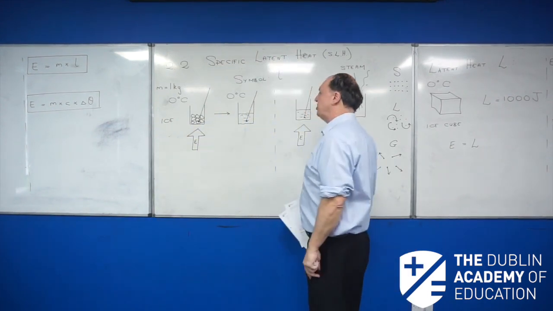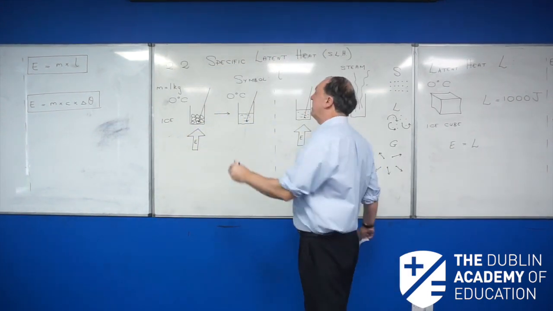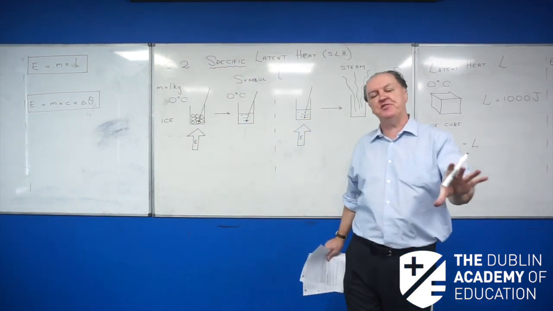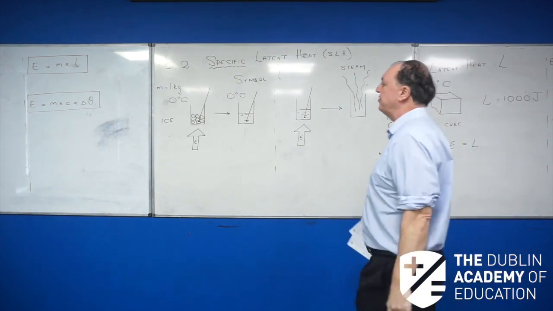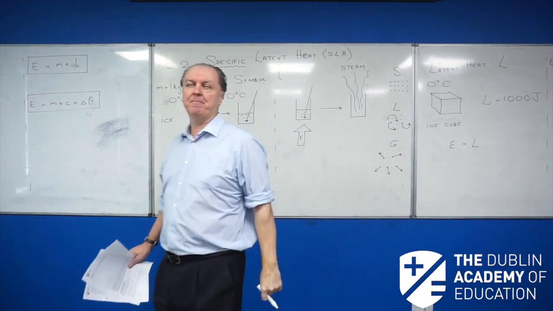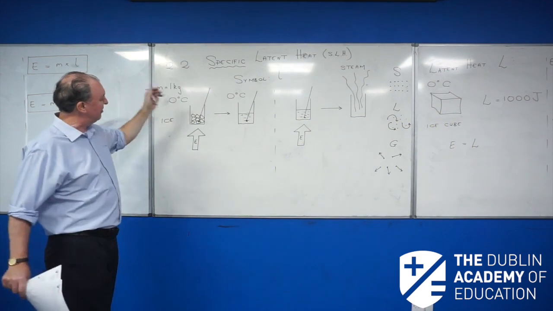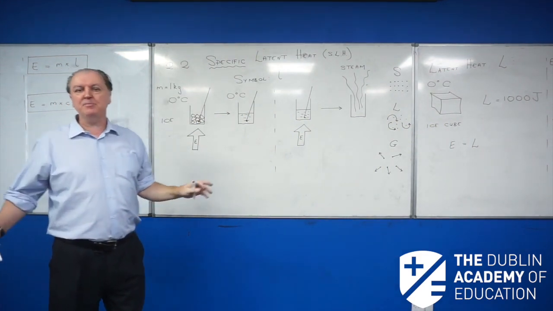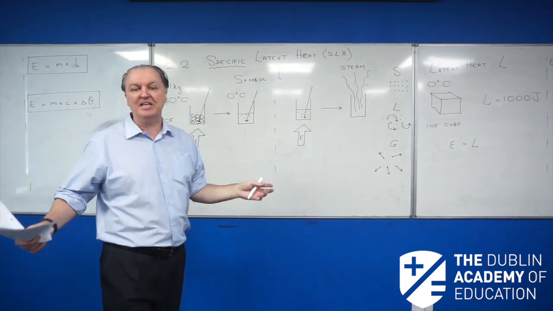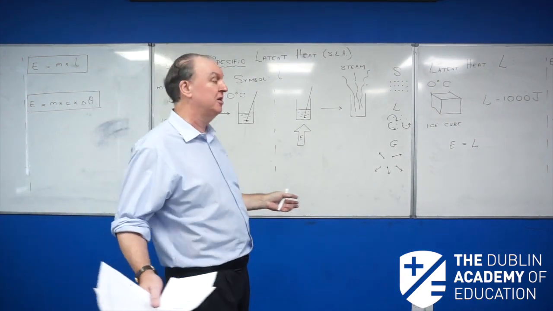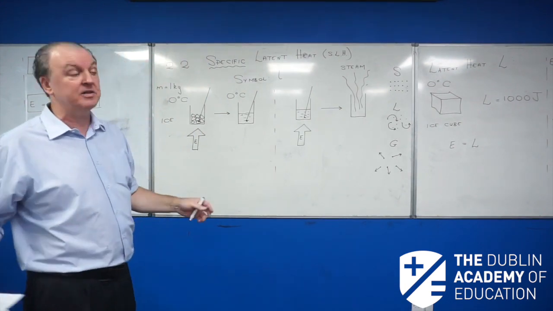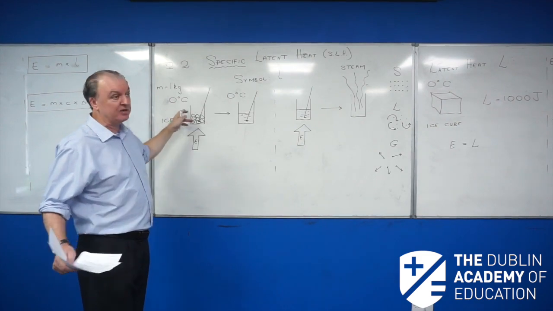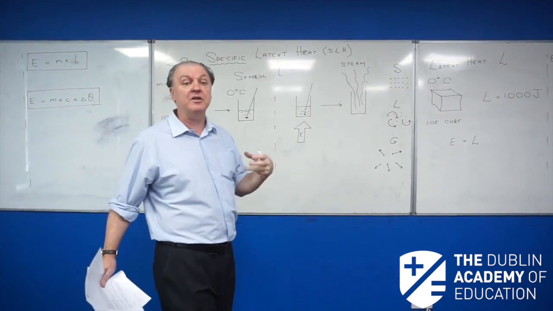So I've got a situation here. Once again, think about that word, specific. That means I'm going to take a definite amount of something. And the amount we're going to take, as usual, is 1 kilogram. So I take 1 kilogram of ice and I put a thermometer into it. Now the temperature of ice is commonly assumed to be 0 degrees Celsius, but actually it could be -10, it could be -20. When I talk about ice being at 0 degrees Celsius, I'm talking about ice that is beginning to melt.